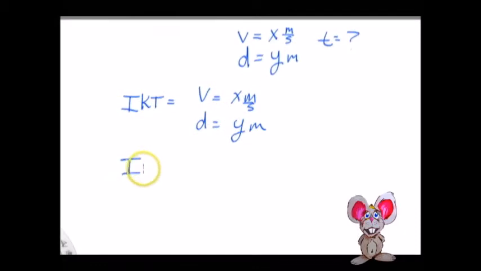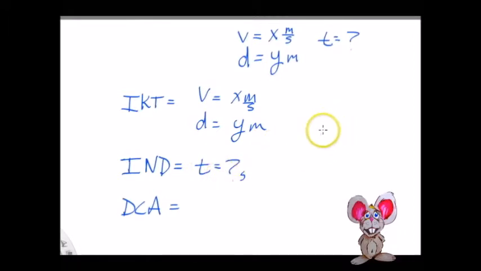Isolate needed data. So we're going to put that right here. Our needed data is time equals question mark seconds. And then we need to determine the course of action, and that would of course be our fact family situation, right? And we said that v equals d over t, tv equals d, and t equals d over v.